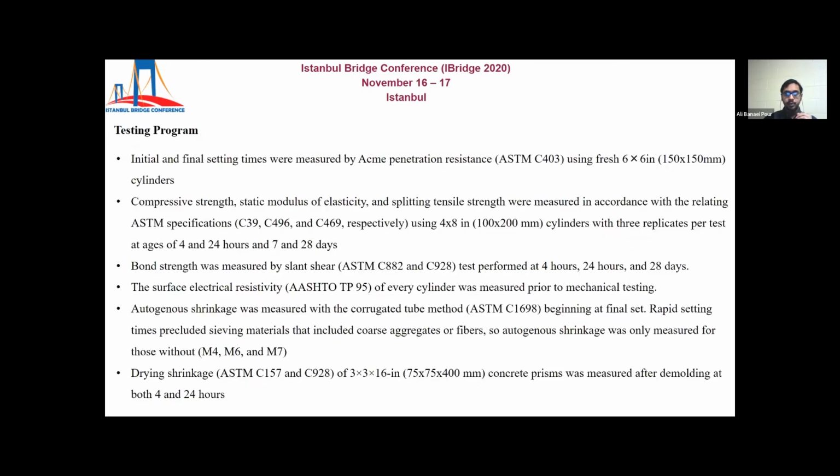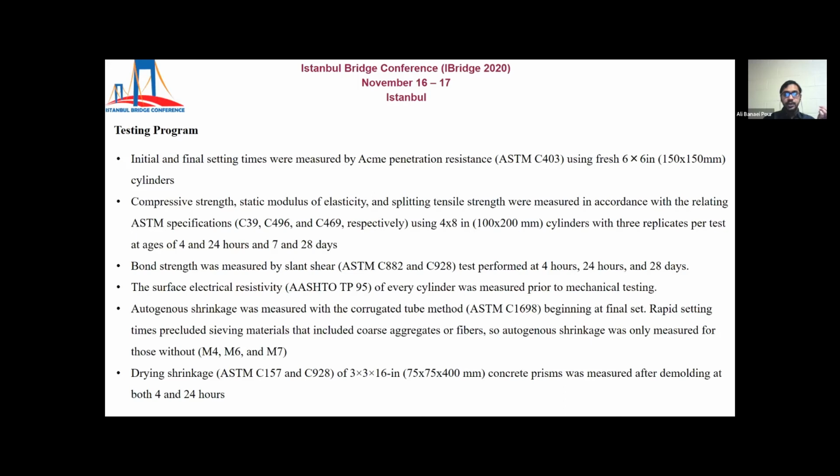For the initial and final set time, we followed ASTM C403 using 150 by 150 millimeter cylinders by the penetration resistance method. For compressive strength, static modulus of elasticity, and splitting tensile strength, we followed ASTM C39, C469, and C496 respectively. We used 100 by 200 millimeter cylinders with 3 replicates per test at ages of 4 and 24 hours and 7 and 28 days.